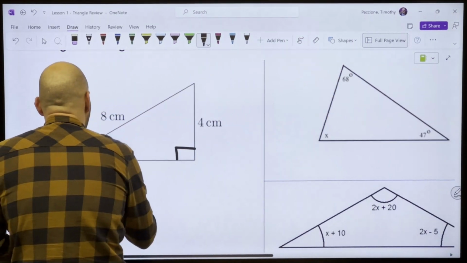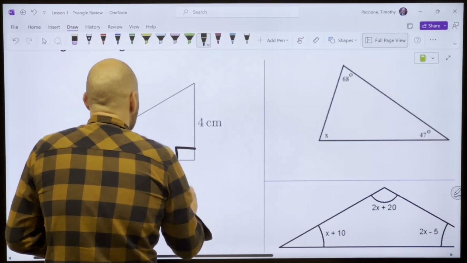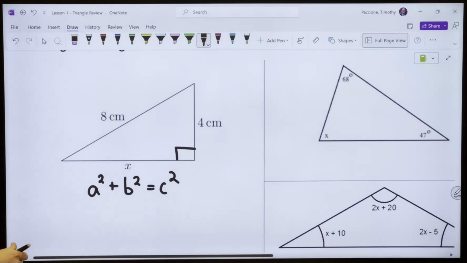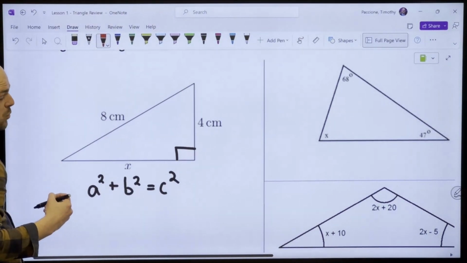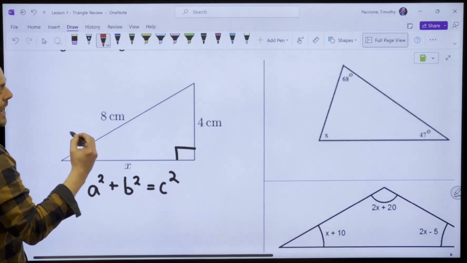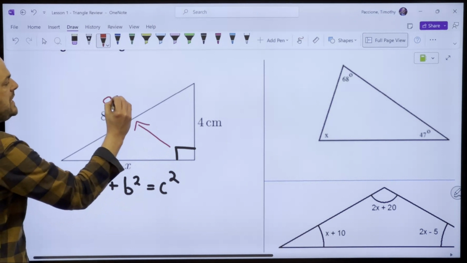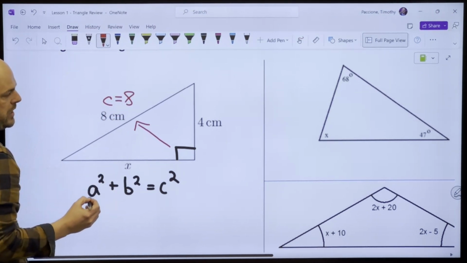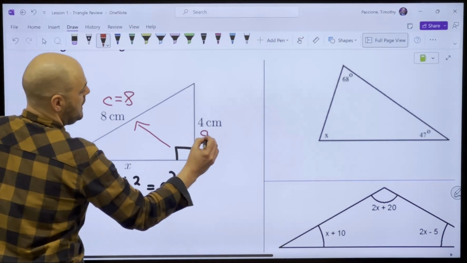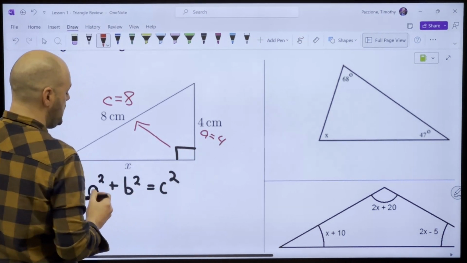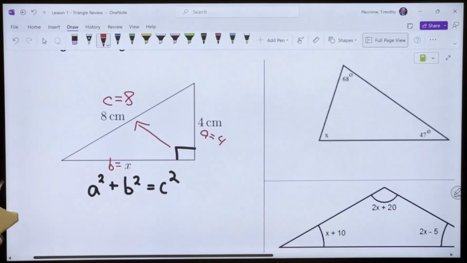I know that a squared plus b squared equals c squared. So I have to decide where's my a, where's my b, where's my c. Well, an easy place to start is what? Hypotenuse, because it's always across, right? So this is my c. So c equals 8, right? Where should my a go? A equals 4, so that means b equals x.